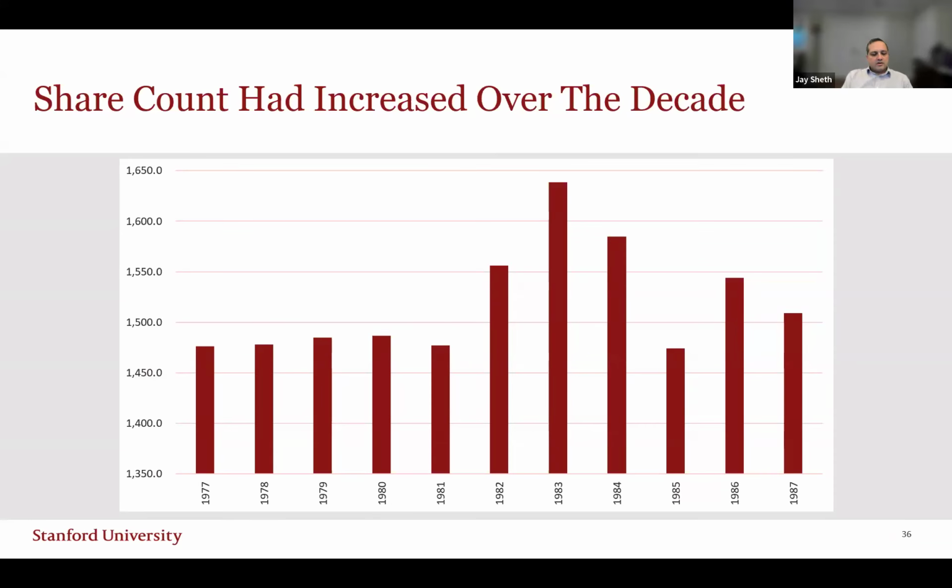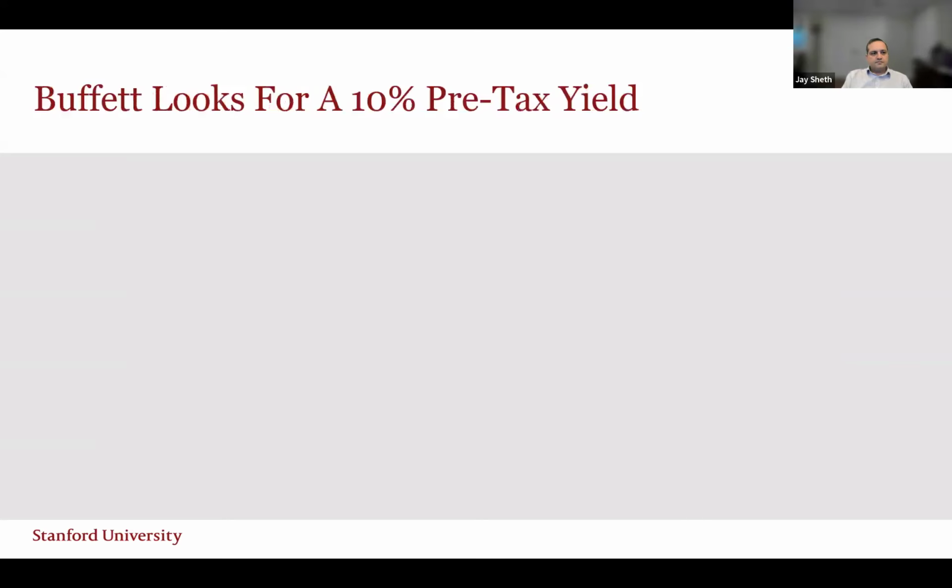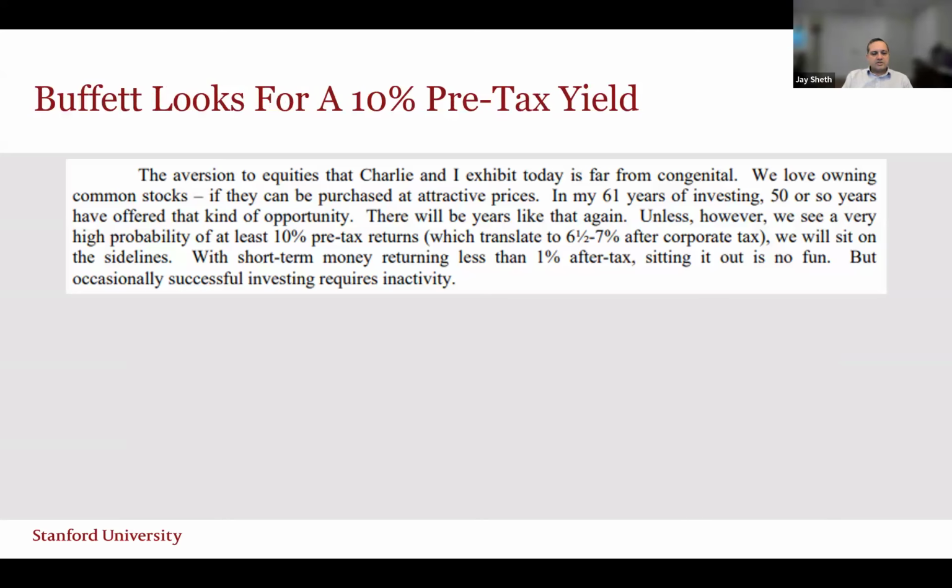So let's talk about valuation, right? So we know that Buffett looks for a 10% pre-tax yield. This is from the 2002 annual report, and he basically says that we want a probability of at least 10% pre-tax earnings, which translates to 6.5 to 7% after corporate tax, right? And if we don't get that, we'll sit on the sidelines. So that's from the 2002 letter to shareholders for Berkshire Hathaway.